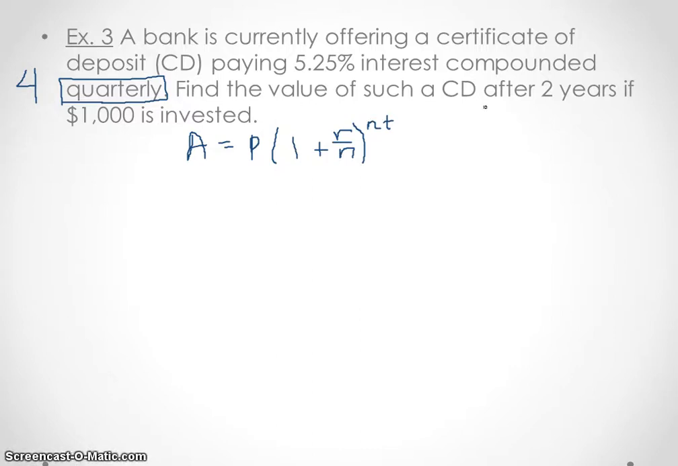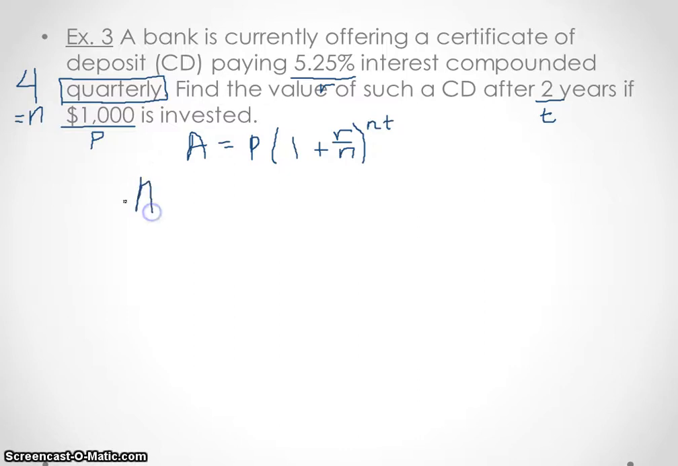Okay, so find the value of such a CD after 2 years if $1,000 is invested. So here we go. Here's our principal, the amount we're investing into our account. So that's P. 2 years is going to be the time we spent in our CD, so that's t there. Obviously, 5.25 is going to be our rate here. And is that all we need? Yeah, because 4 is our n, which is our number of times per year we're compounding interest. So that's our last number I was looking for there. So let's just go ahead and fill it in.